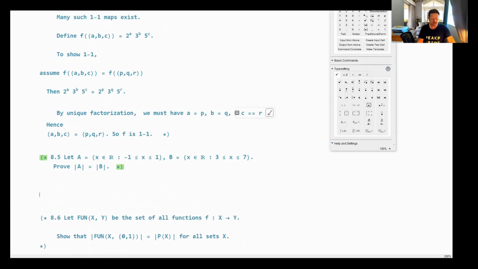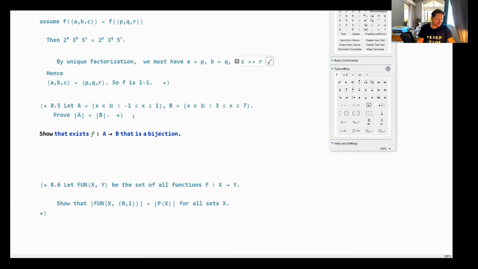So what you want to do is show that there exists a function f sending A to B that is a bijection, right? Because if you find a bijection between the sets, then they have the same cardinality.